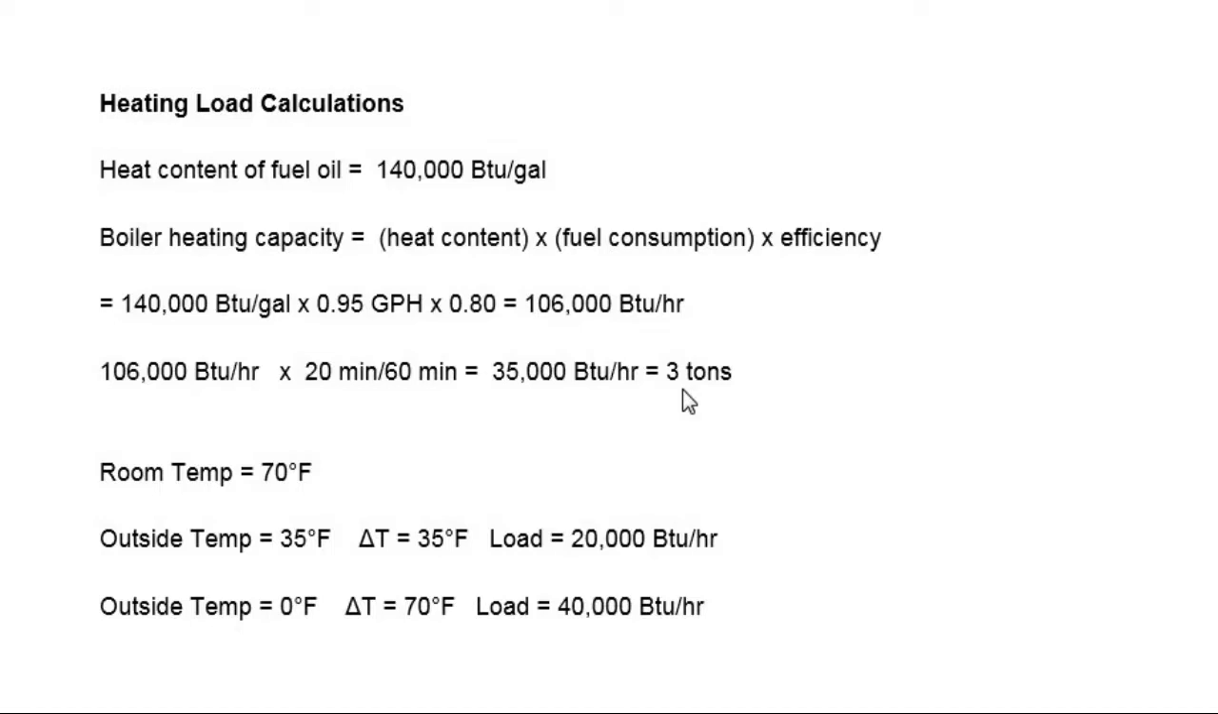If you want to design for a colder night than the night of the test, you can correct your estimate by the ratio of the temperature difference. For example, if it takes 20,000 BTUs per hour to maintain 70-degree room temperature on a 35-degree night, it will take roughly twice that, or 40,000 BTUs per hour, to maintain that temperature on a 0-degree night.